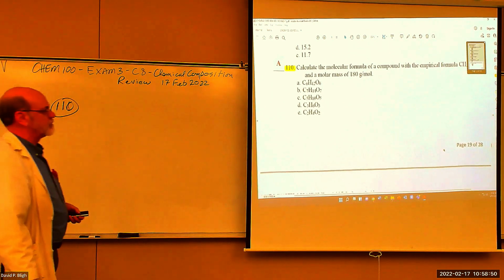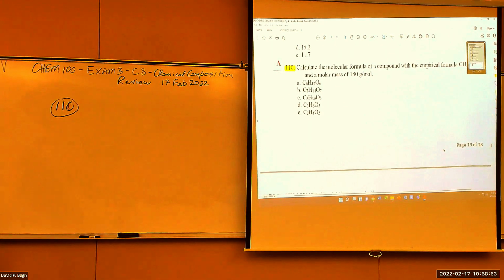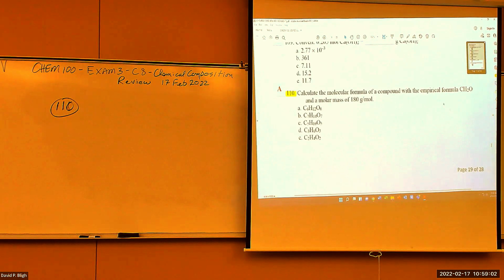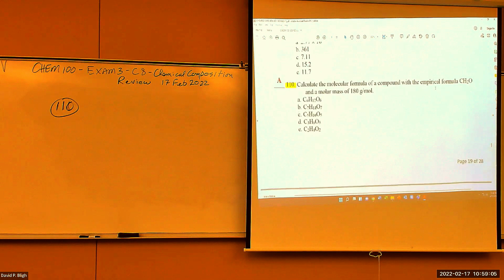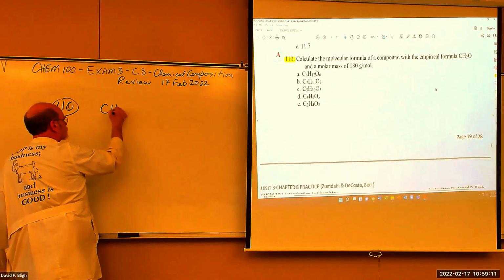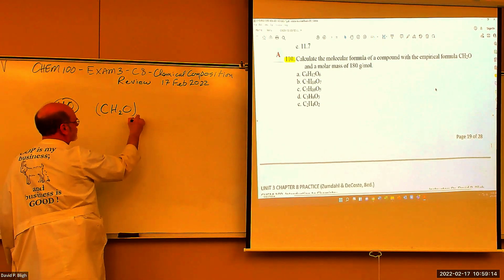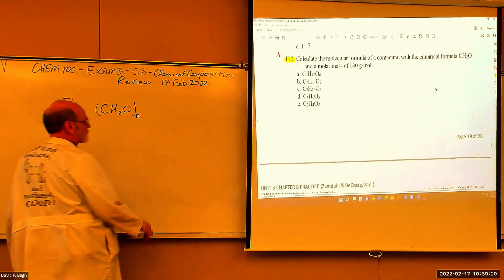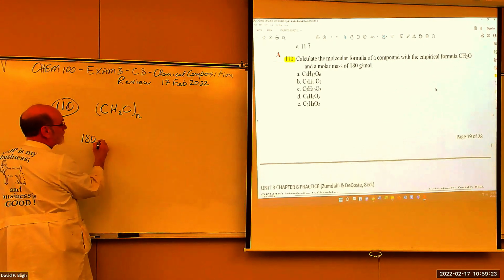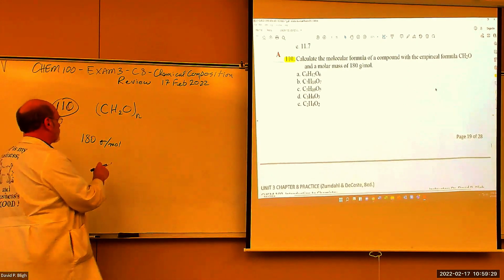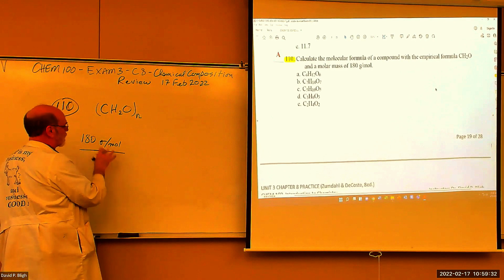Calculate the molecular formula of a compound with an empirical formula. There we go. CH2O is the empirical formula. And we need our multiplier. The molar mass is 180 grams. 180 grams per mole is the molecular molar mass. Now we need the empirical mass to get our ratio.